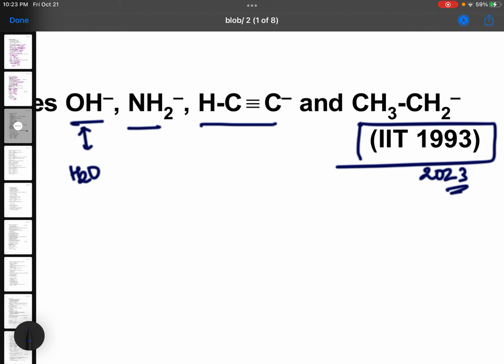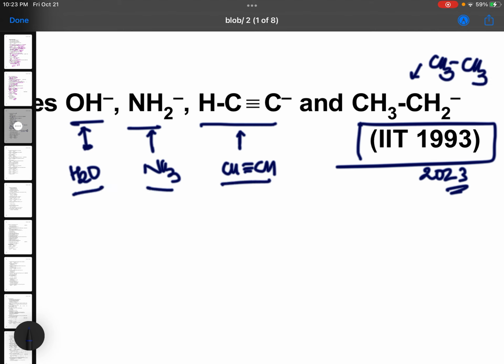It came from H2O. It came from ammonia. This came from CH triple bond CH, and this came from CH3CH3. You see, this is water, this is ammonia, this is acetylene. In all these cases, this is more electronegative. Triple bond carbon is more electronegative. So all these can hold a negative charge.